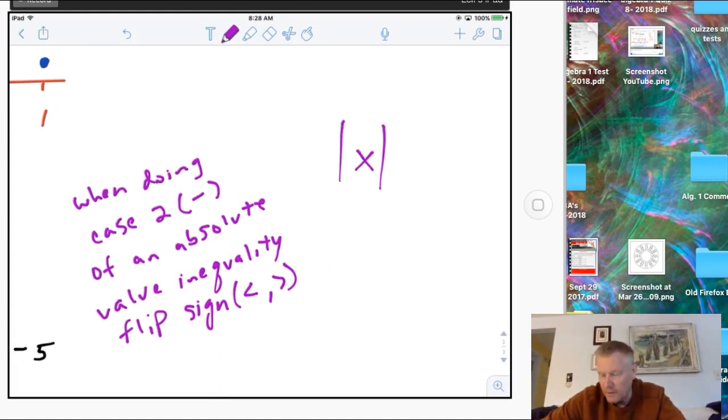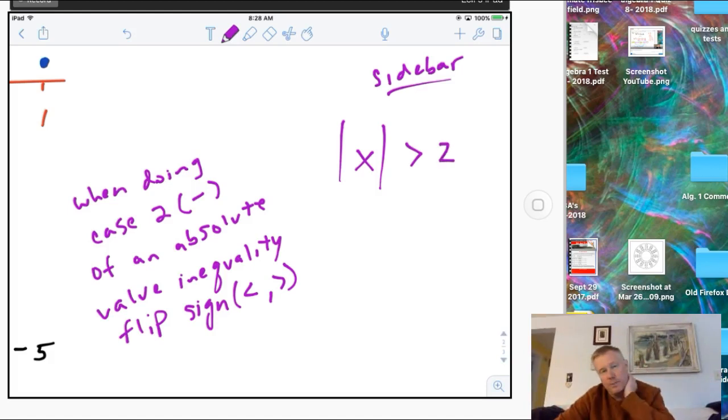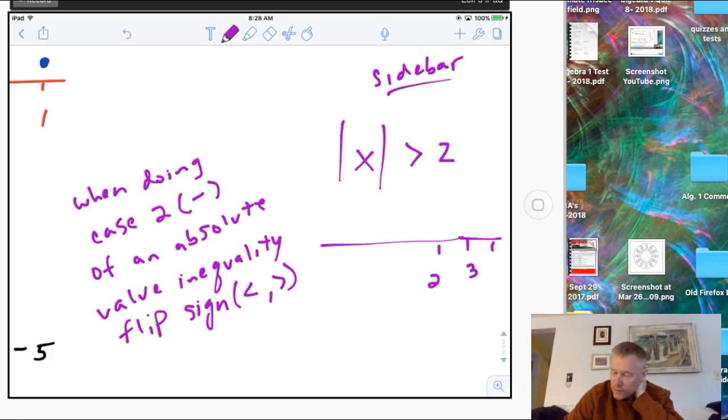Say I have the absolute value of x, this would be a sidebar, is greater than, let's just say 2, all right? Now, there's a bunch of numbers here, and if I look at this from a number line point of view, here's 2, right? Here's 3, here's 4. There's a lot of numbers over here that are greater than 2. And if I take the absolute value of them, it stays the same, right? Absolute value of 3 is 3. Absolute value of 4 is 4, which means all those numbers are solutions to this.